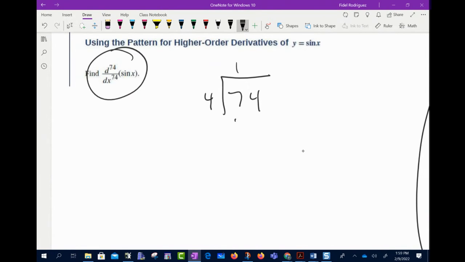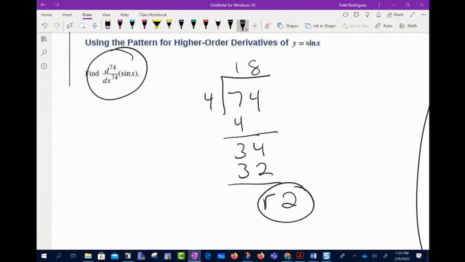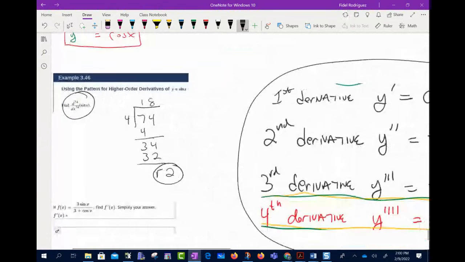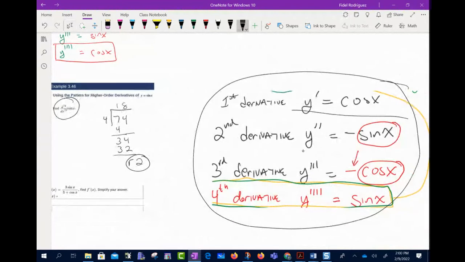So 4 goes into 7 once. 4 goes into 34 how many times? 8? 32? Yeah, that's what I said. Like we're in elementary school. What's my remainder here, guys? My remainder is 2. Whatever my remainder is, that's the derivative that we're going to use. That's all it is.